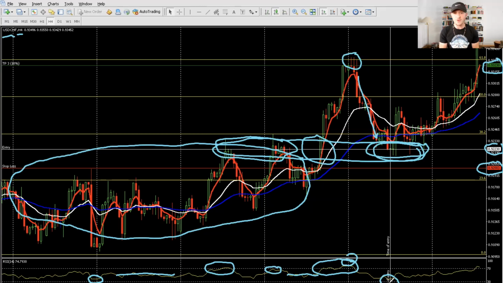So we're definitely pretty confident that this was going to start going up with this rejection and this RSI looking pretty clean. But we wanted to wait for a little bit more confirmation on this trade. So we waited. As you can see right here, the red line, which is my 5 EMA, is now crossing above the blue, which is my 20 EMA.